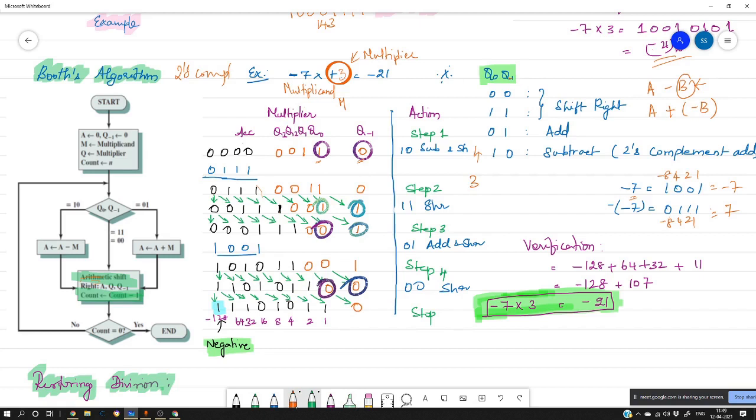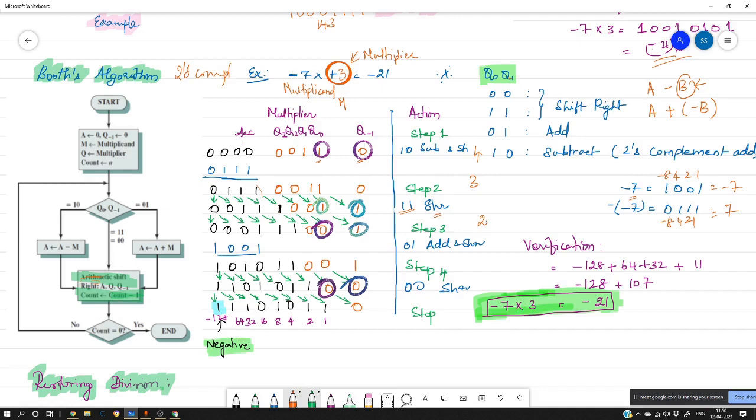Okay. So now after doing the shifting, compare the values. What are the values here? After shifting, in Q0 and Q minus 1, it is 1, 1. For 1, 1 you need not do any addition or subtraction, instead just simply shift it right. So since it is 1, 1, do only the shift operation, preserve the value, and decrement the count. So count will become 2.